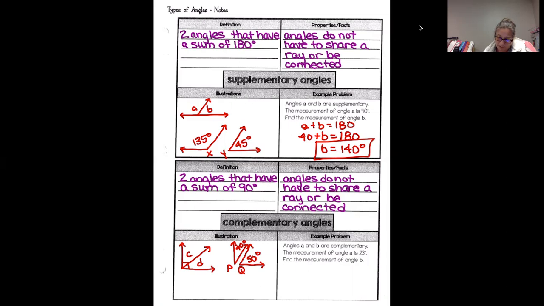Angles A and B are complementary. The measure of angle A is 23. Find the measurement of angle B. So A plus B is 90 and A is 23. And as we know, 90 minus 23 is 67 degrees.